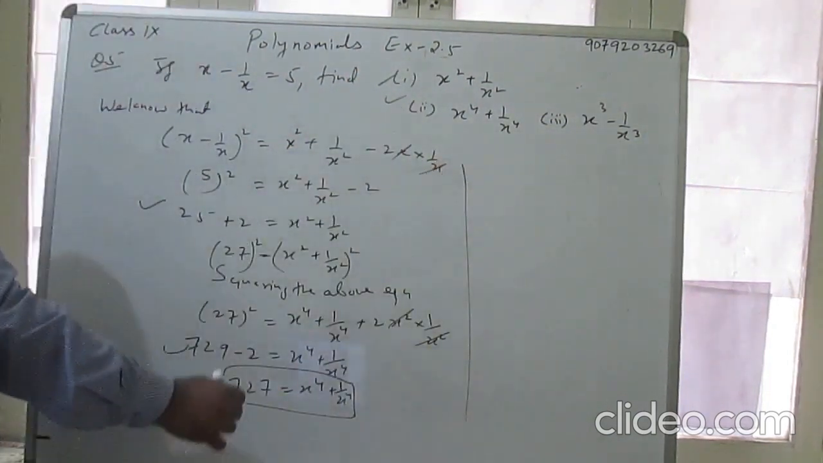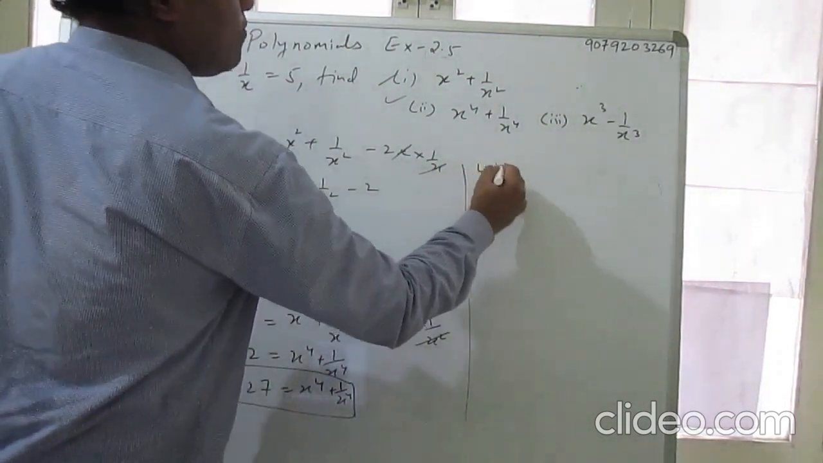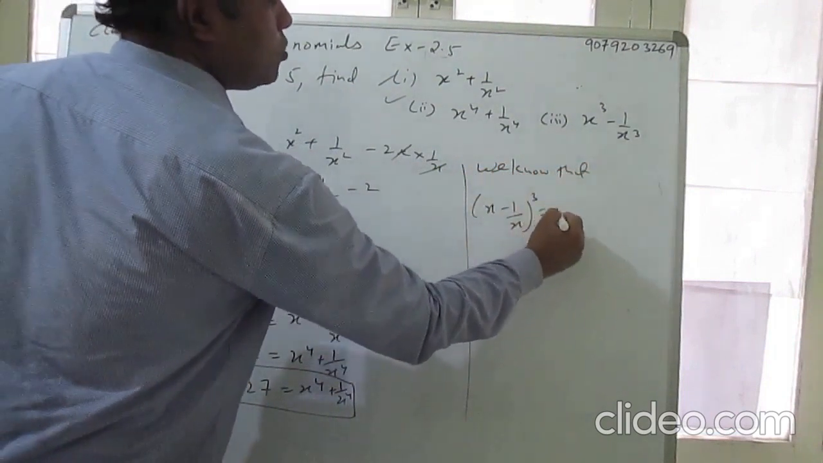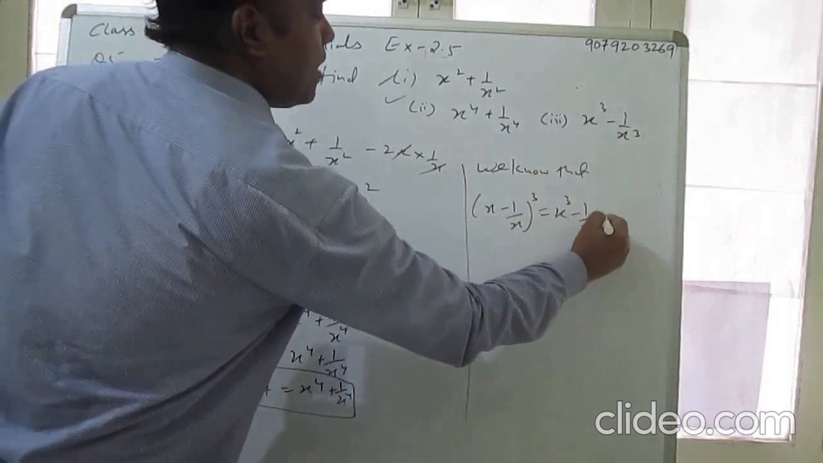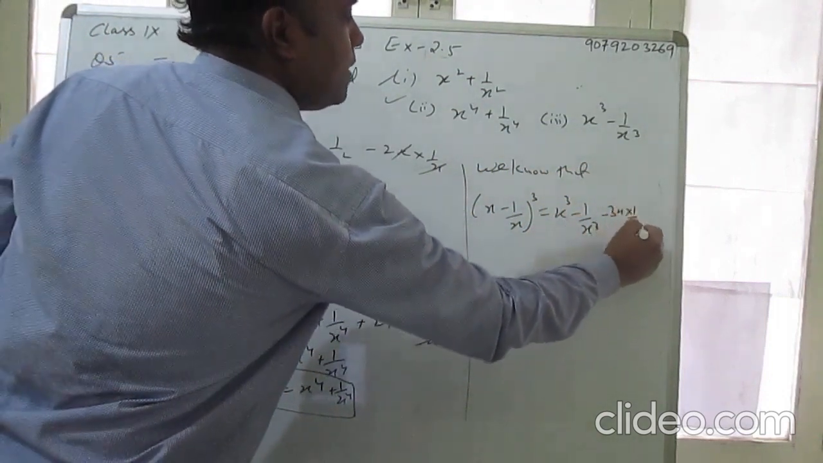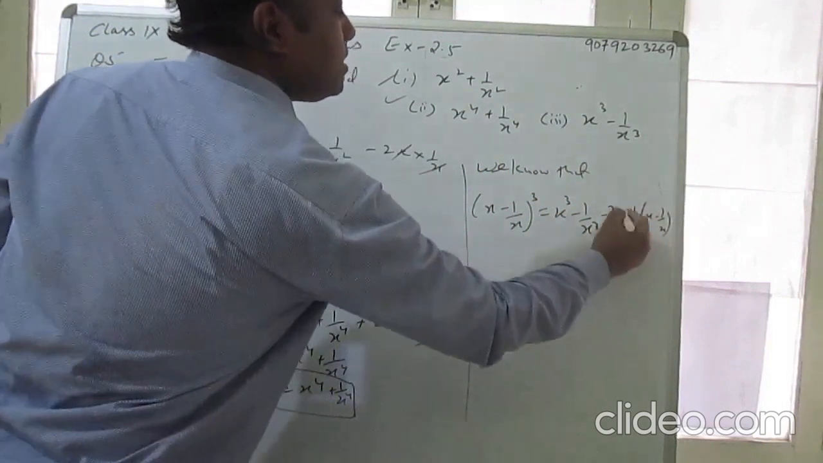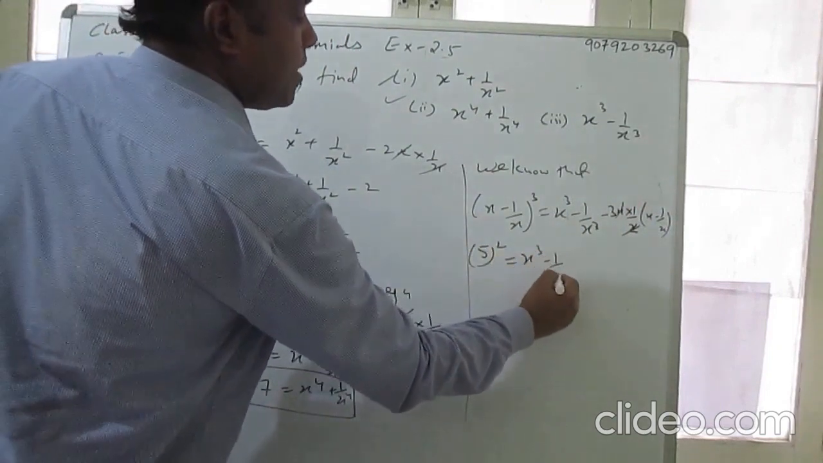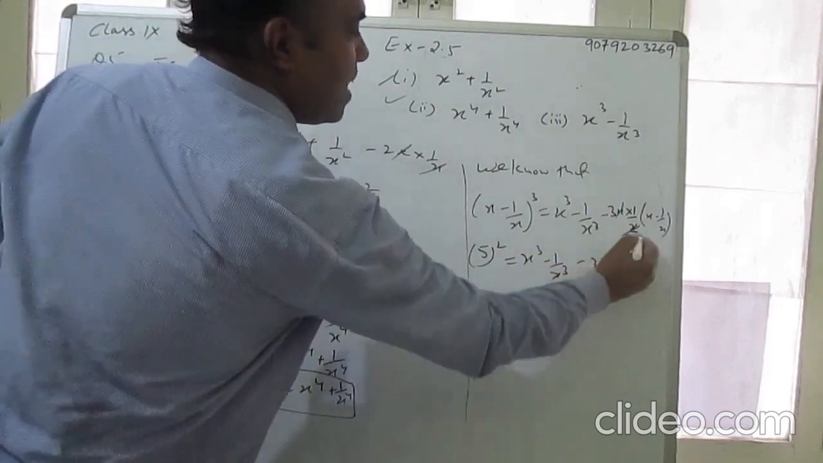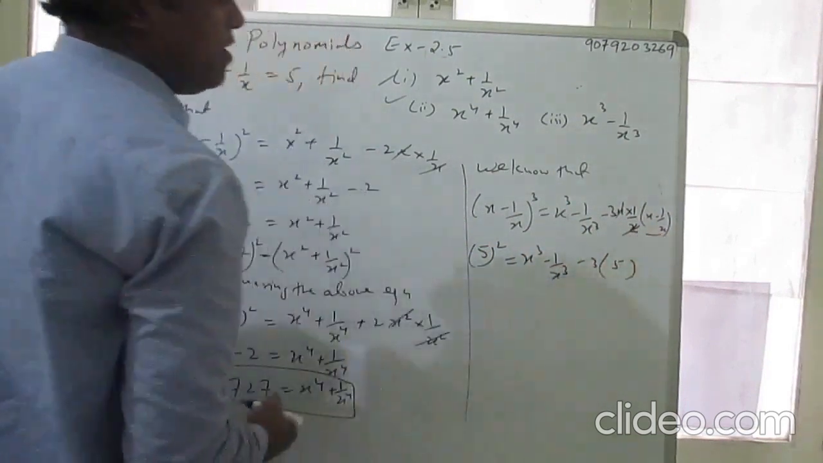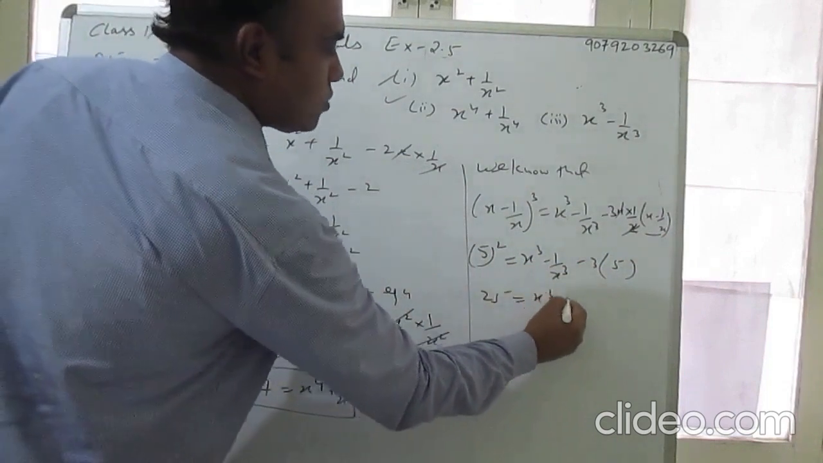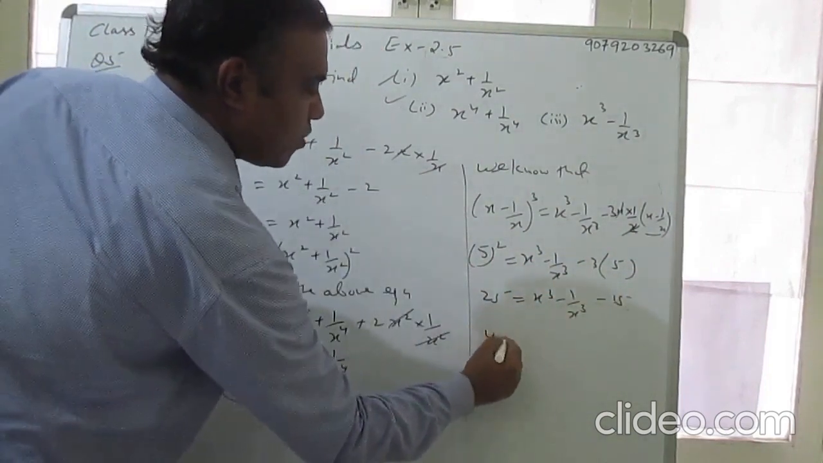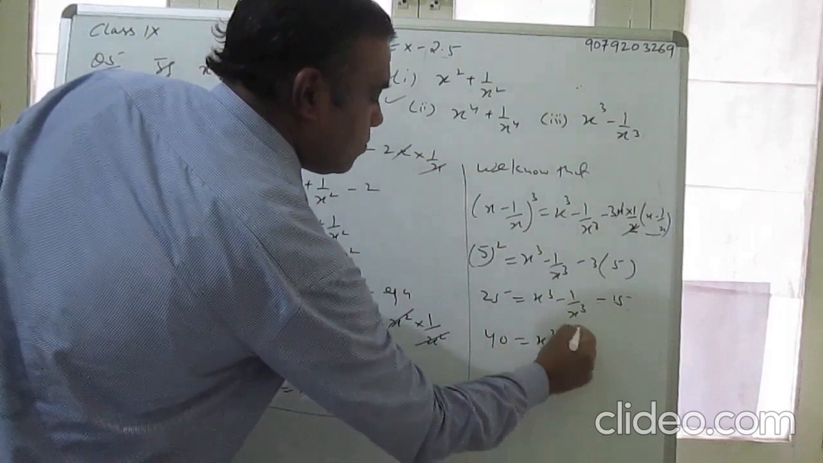Now, for the third part, we know that x minus 1 upon x whole cube is equal to a cube minus b cube minus 3ab into a minus b. This is cancelled out. x minus 1 upon x is 5, its cube is equal to x cube minus 1 upon x cube minus 3 times x minus 1 upon x, which is 5. So 125 is equal to x cube minus 1 upon x cube minus 15. 15 comes to that side, so 140 is equal to x cube minus 1 upon x cube.